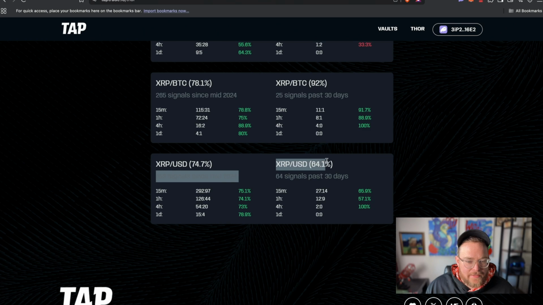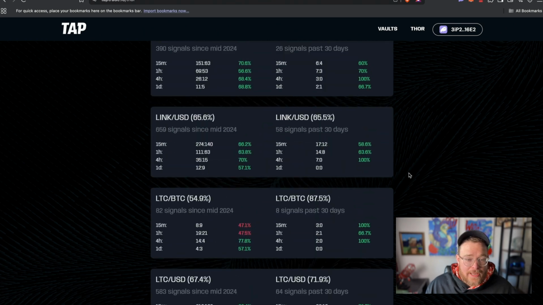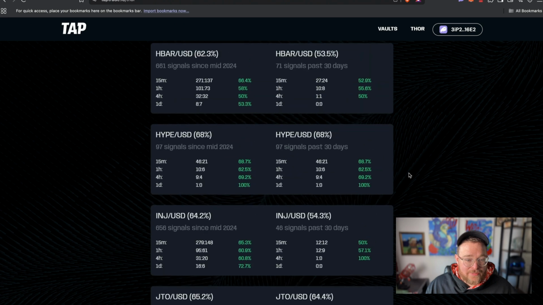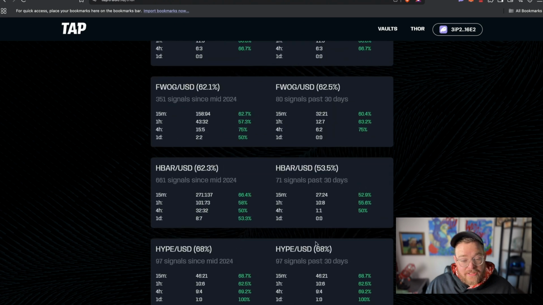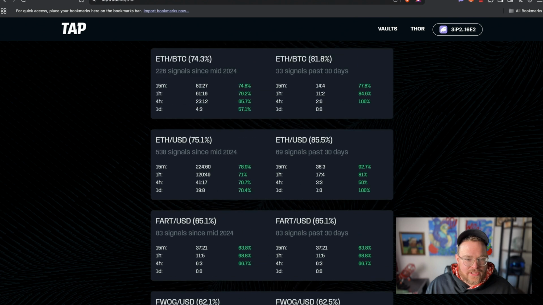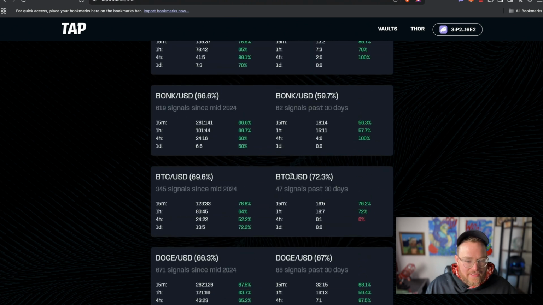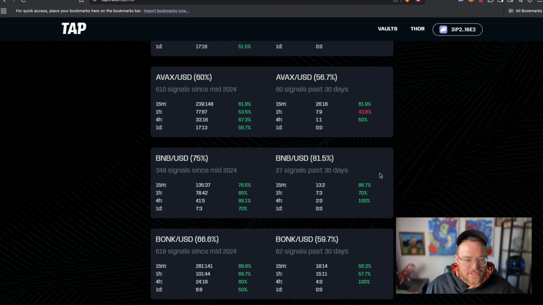My bad. So, cool. This is not like a shill, pat myself on the back. This is me legitimately going through and honestly seeing new information I hadn't seen. 68% on hype. That's wild. That's awesome. ETH Bitcoin and all Bitcoin base pairs. Insane. Great. Right on. And then Bitcoin USD 72%.